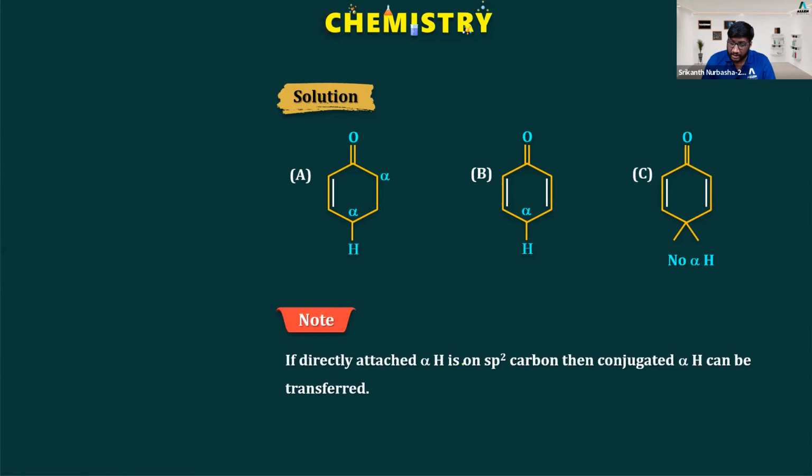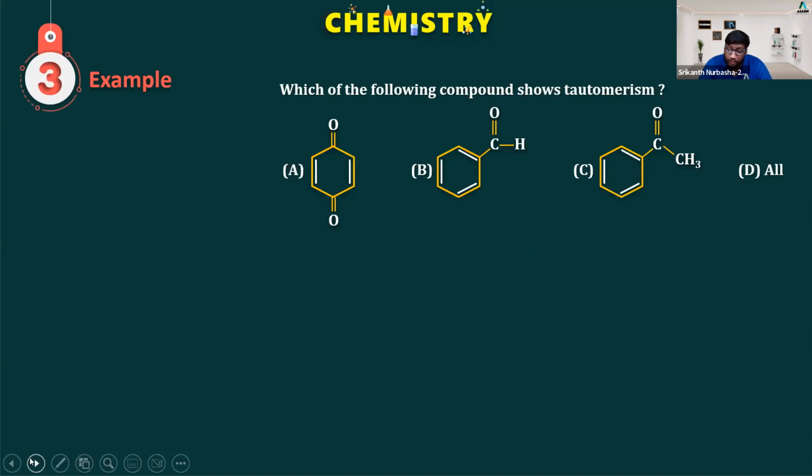Note, if directly attached alpha hydrogen is on sp2 carbon, then conjugate alpha hydrogen can also be transferred. This is alpha. This you can also refer to as alpha because it is conjugated. But here there are no alpha hydrogens. That means in practice you can say alpha, beta, gamma. So on the gamma carbon, if you have hydrogens which are in conjugation, that is also possible. Which of the following compounds shows tautomerism?